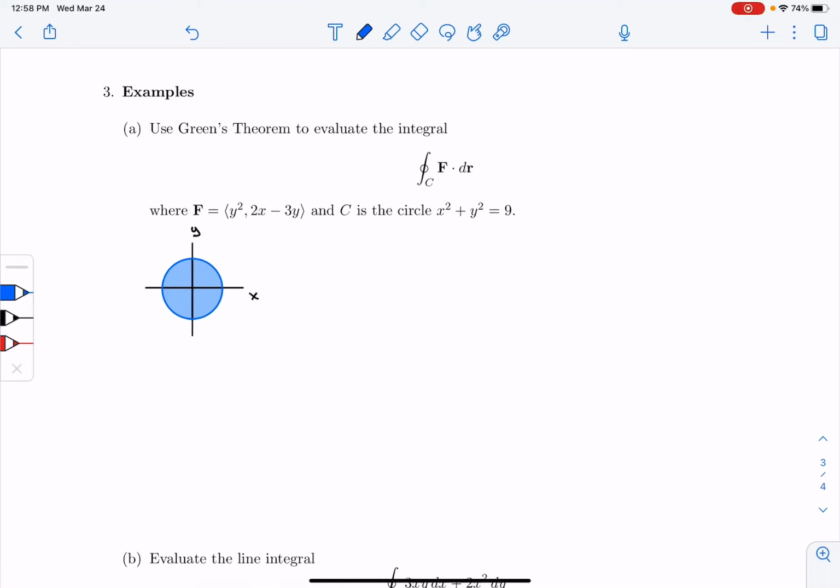We will now consider some examples that apply Green's theorem. In each of these examples, we're going to look at an integral of F dot dr, and we're going to evaluate that integral by instead considering the double integral over the region R that's enclosed by that curve C of dQ/dx minus dP/dy dA.